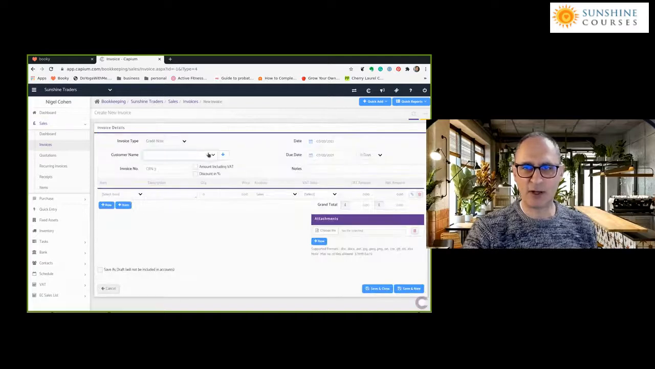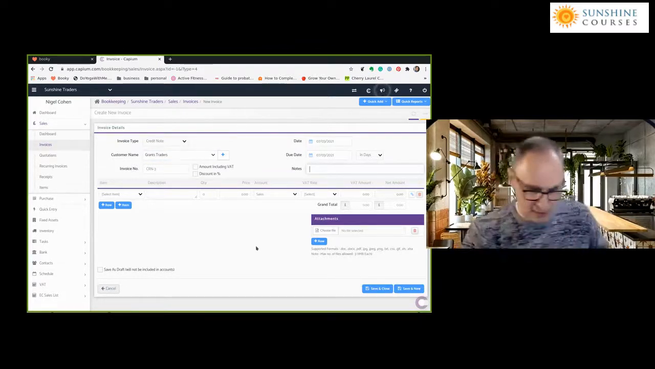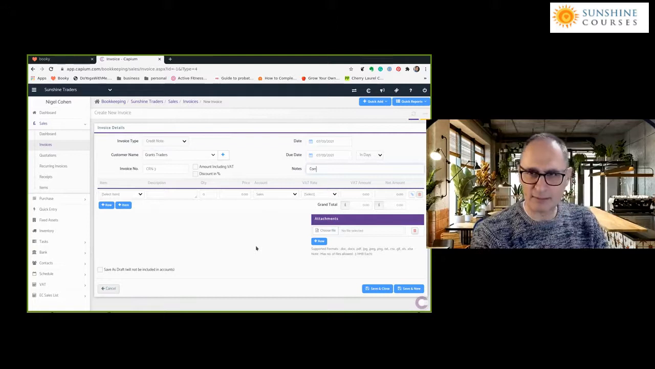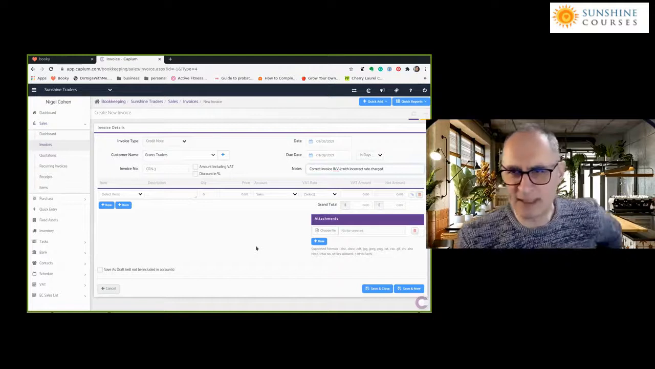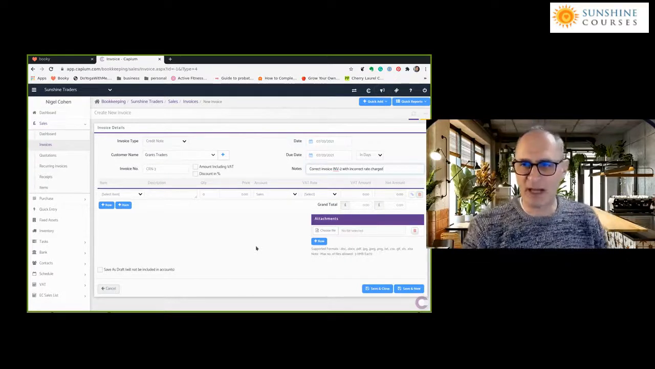So the credit note is for Grants Traders. And typically I'd want to write in here, correct invoice INV2 with incorrect rate charged. So we could have spelled it out in more detail. We charged you at £50 an hour, it should be £10 an hour. So the item is the software coding.